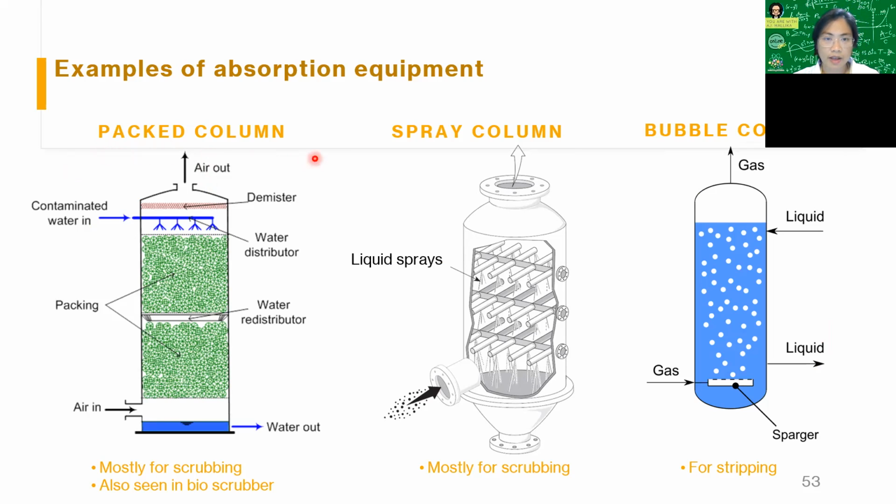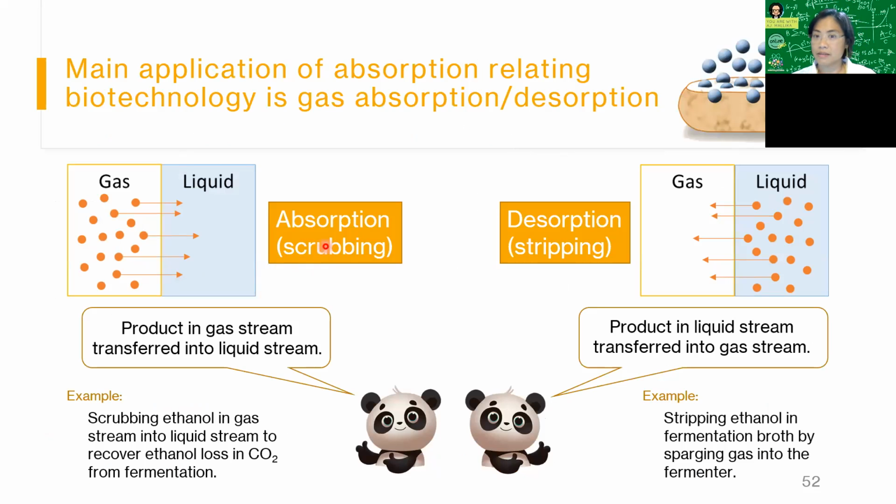The first setting for the absorption equipment is the pack column. The pack column means it's a column and you pack something in. That something will give you a larger mass transfer area, and then you spray some liquid into it, and you have the gas going from the bottom. So the gas moves up, the liquid moves down. So it's a counter current flow, and the contact happens. This can be done for the scrubbing as well.